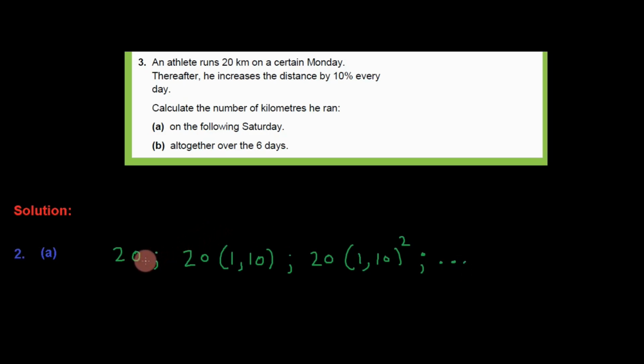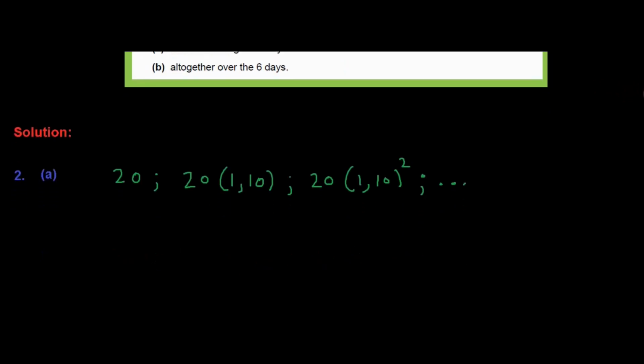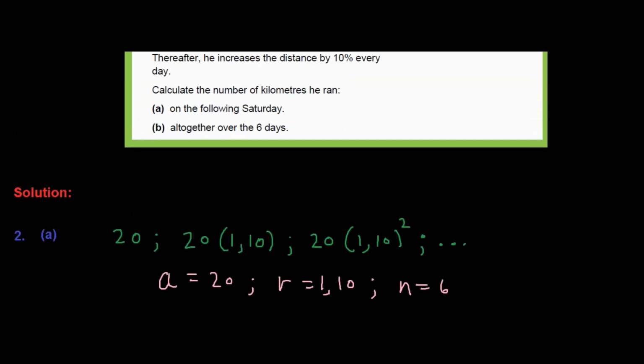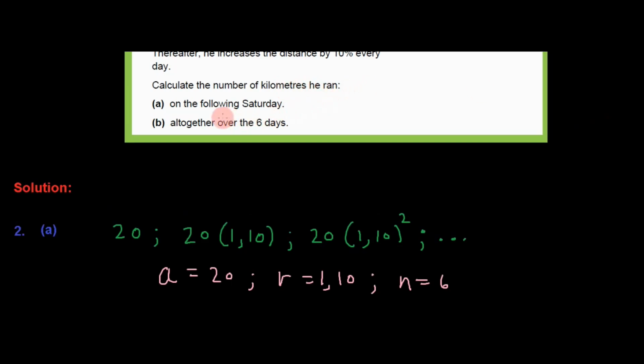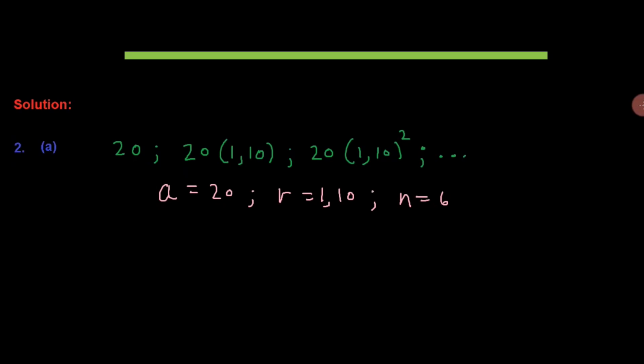Now, from Monday to Saturday is 6 days. So we know that n is equal to 6. A, of course, is 20. R, the common ratio, is 1,1. And as we said, n is equal to 6. Now, we need to find the number of kilometers he ran on the Saturday. This is given by the 6th term in this progression. So we're going to use T sub n equals AR to the n minus 1.